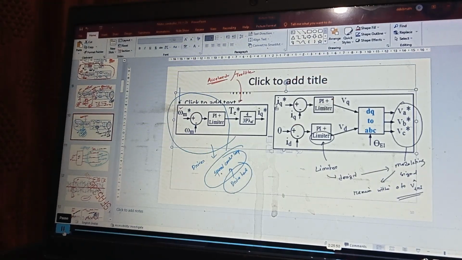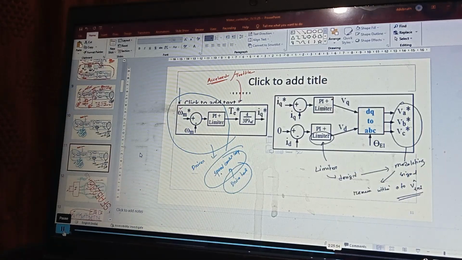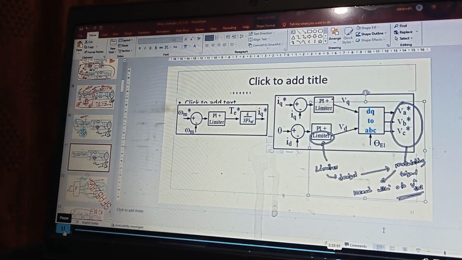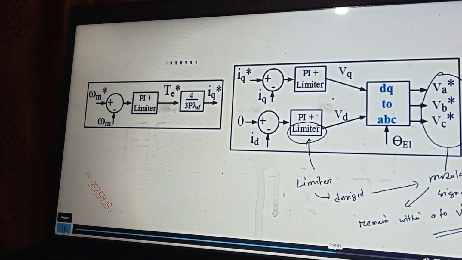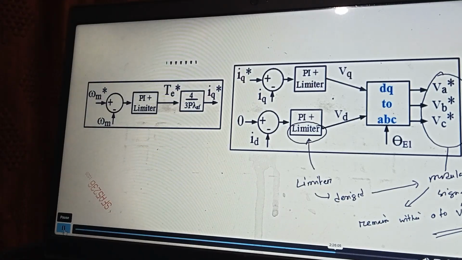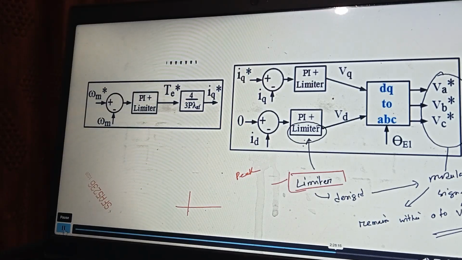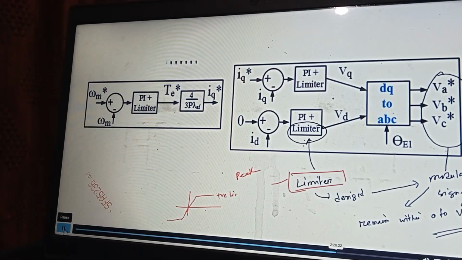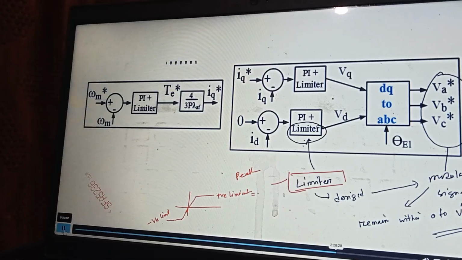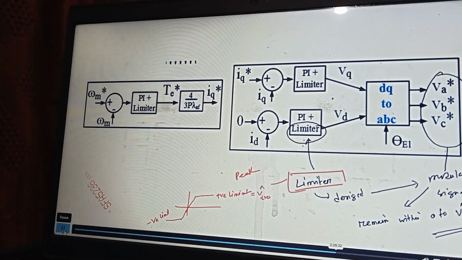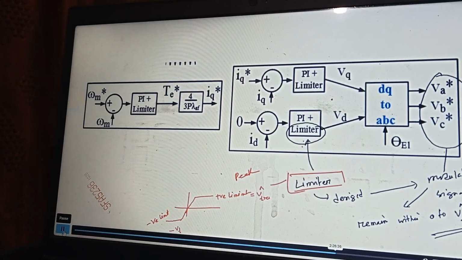So in the PI controller, you see how many limiters there are. You can see there are two limiters, right? One limiter is setting this modulating signal. How do you design this limiter? A limiter looks something like this. This is its positive limit and this is the negative limit. This positive limit we are going to set to V_tri peak value, and this negative limit will be minus V_tri peak value. I hope this point is clear.